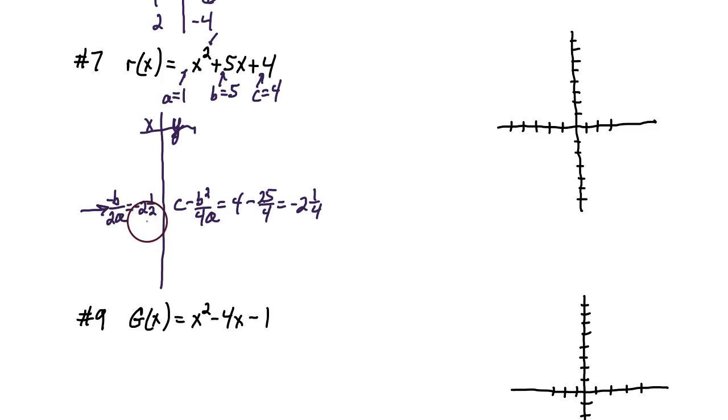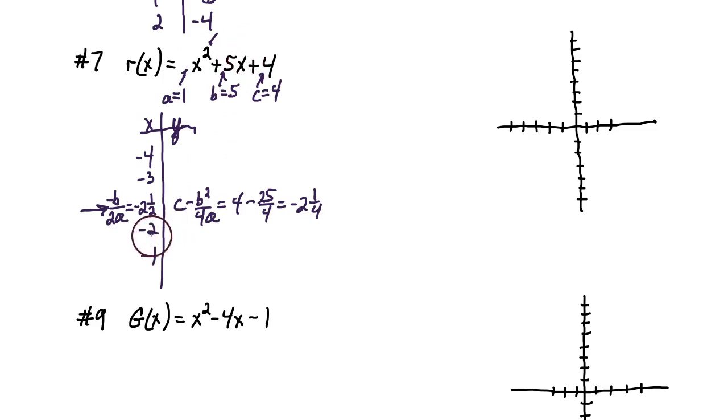Now I'm going to choose something that's to the left of negative 2.5. I'm going to pick negative 3, then negative 4. To the right of negative 2.5 is negative 2, then negative 1. Now let's plug these numbers in and figure out what the answer is for y.